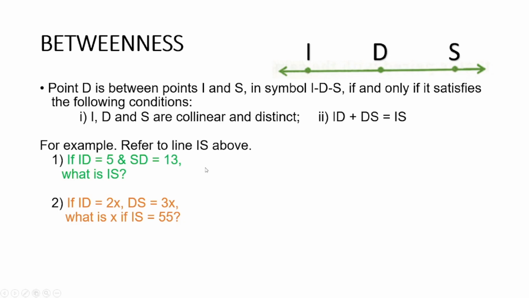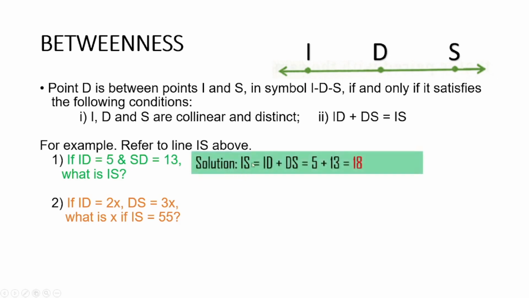And we are aware that the distances of ID and DS are already given here in number 1, which is 5 and 13 respectively. So for the solution, the distance of IS, from I to S, is just equal to ID plus DS. So again, 5 plus 13, so that would just be 18.